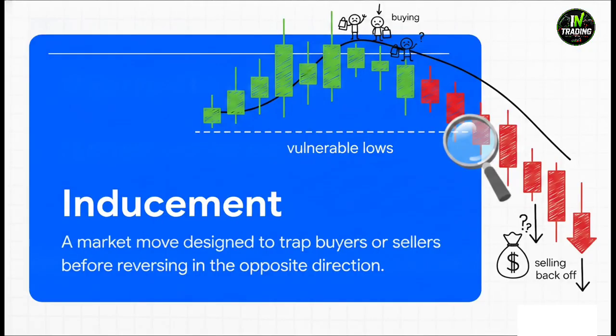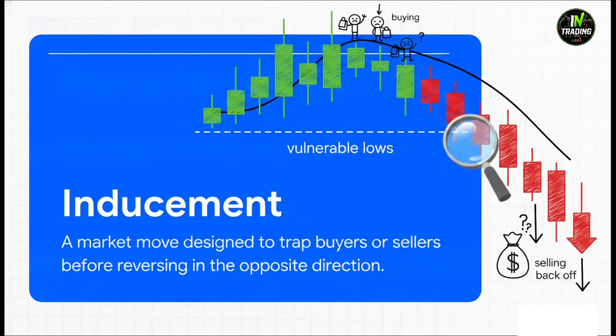Listen, if you've ever been chopped up in the market, you know the feeling, right? You enter a position, price instantly reverses, stops you out, and then it goes exactly where you originally thought it would. Well, you've probably fallen victim to inducement. And let me tell you, this isn't just bad luck. The market is actively engineered to trick retail traders.